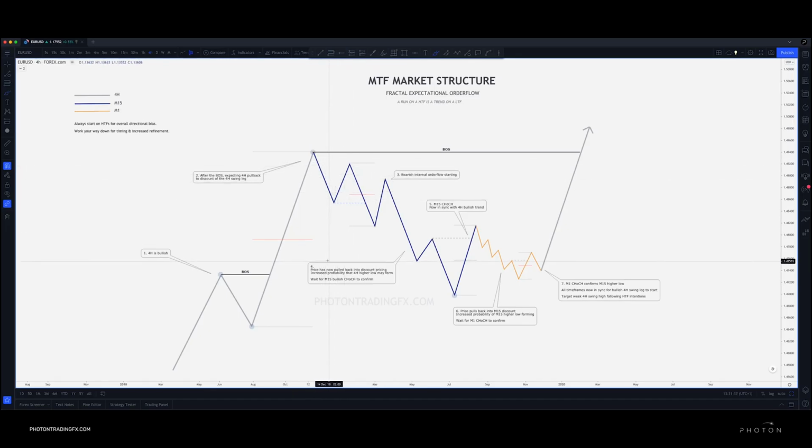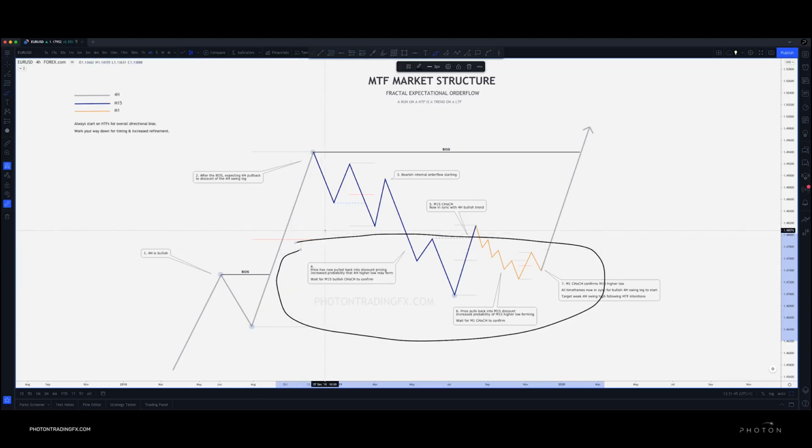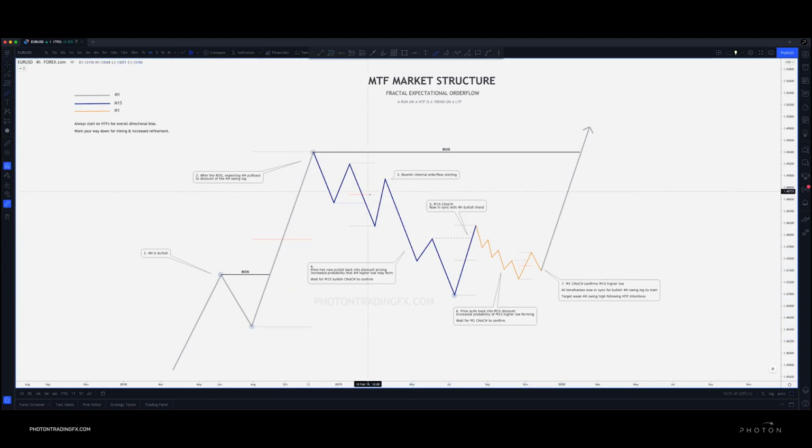We can expect price to pull back below the equilibrium, below this red line, which is the equilibrium of this swing move. So down anywhere into the discount pricing. That is where it's most likely, or the highest probability, it doesn't have to, but most probably where price will pull back on the 4-hour chart.